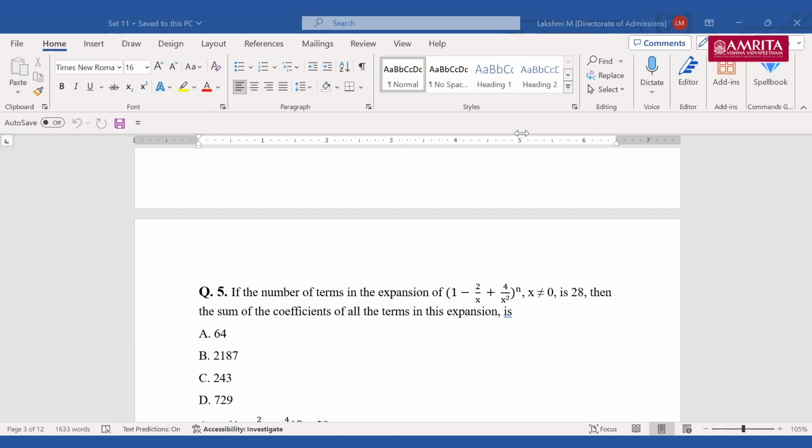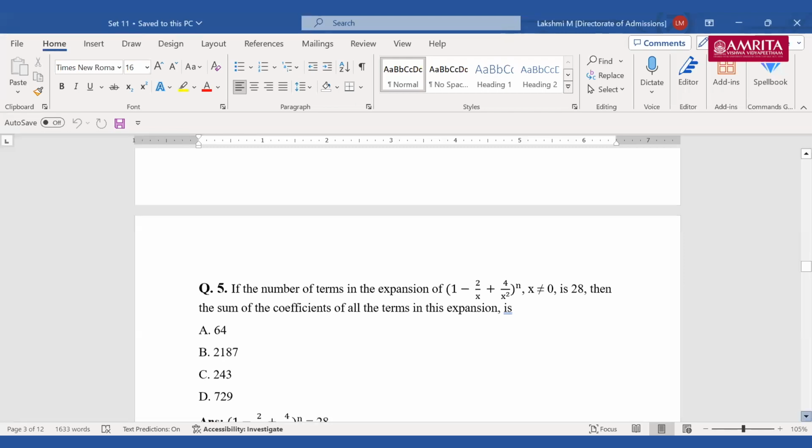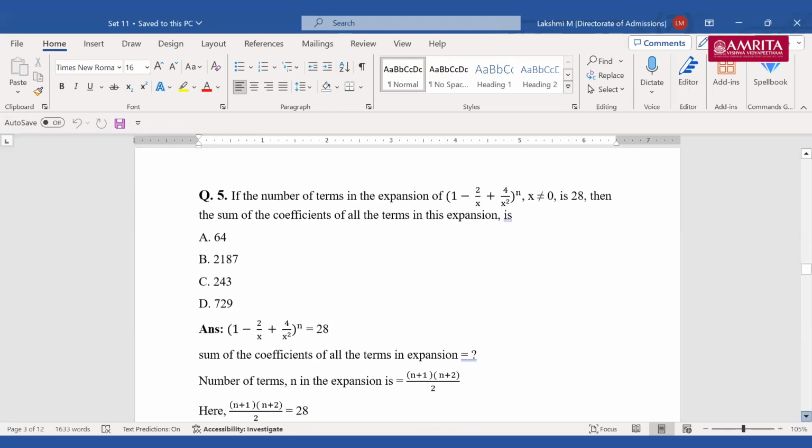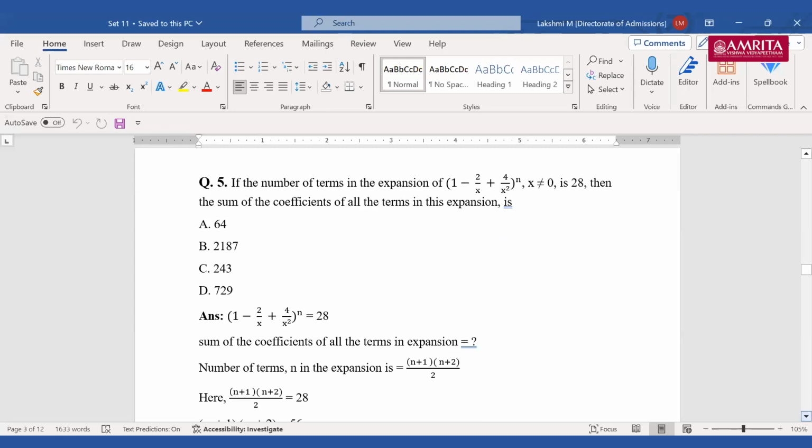Okay, there is 729. Most of the children are giving the answer as 729. Completely fine. A common type of question that comes, and you need to be really careful about how we are going to solve this question.